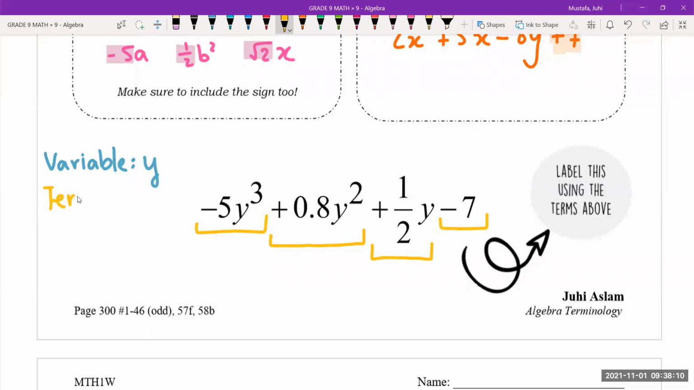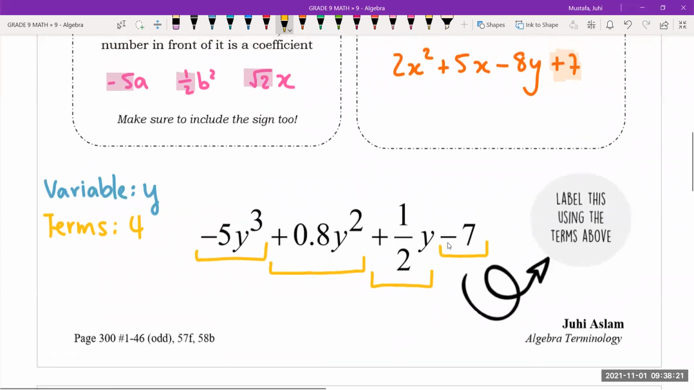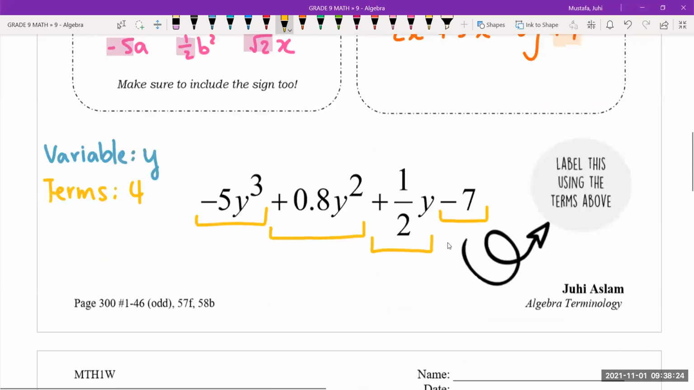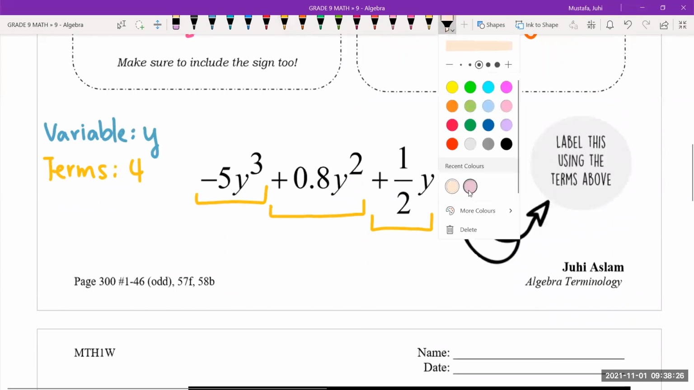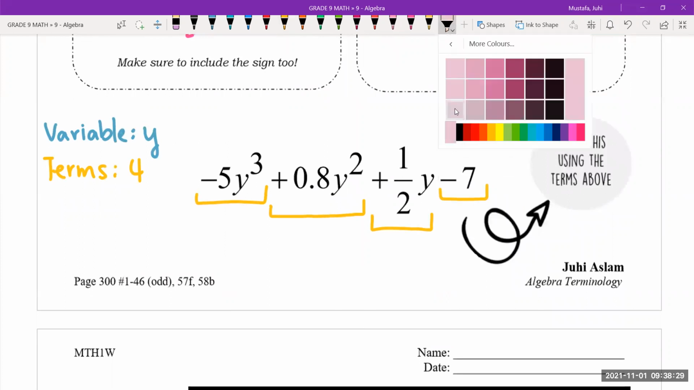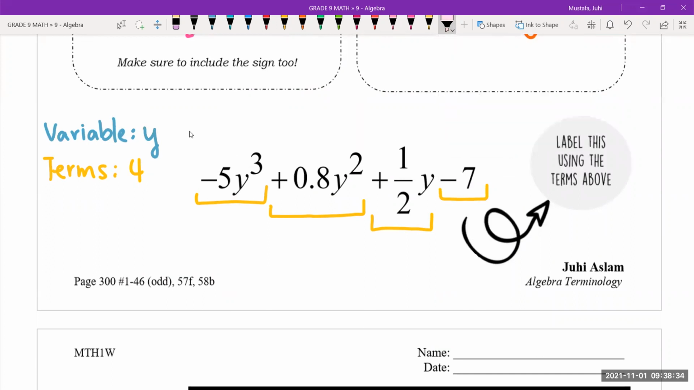So how many terms do we have in this? There are 4 terms in this, yes, because 4 things are separated by plus and minus signs. Okay, let's look at the coefficient. And by the way, when you're labeling your terms, you would call this term number 1, term number 2, term number 3, and term number 4.